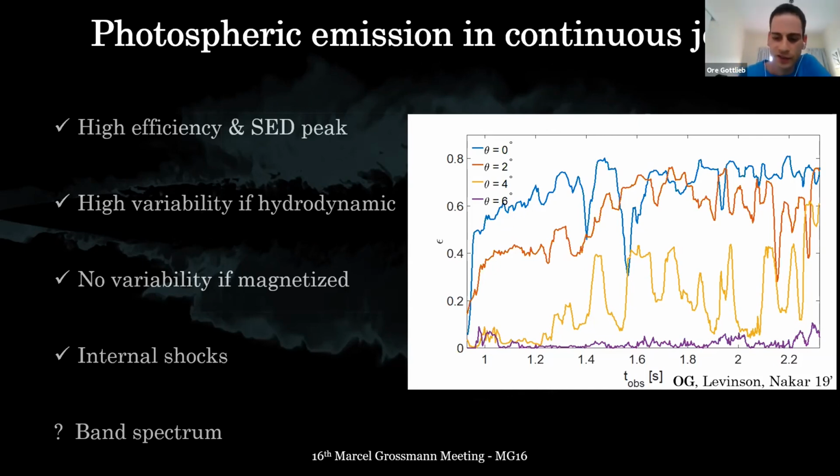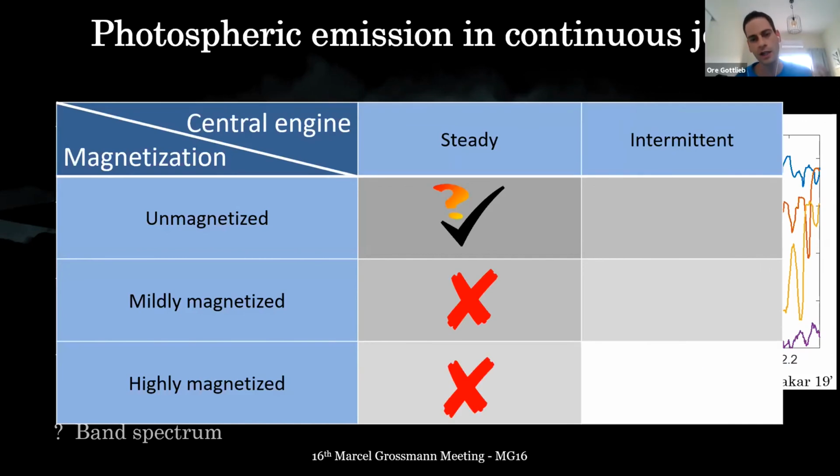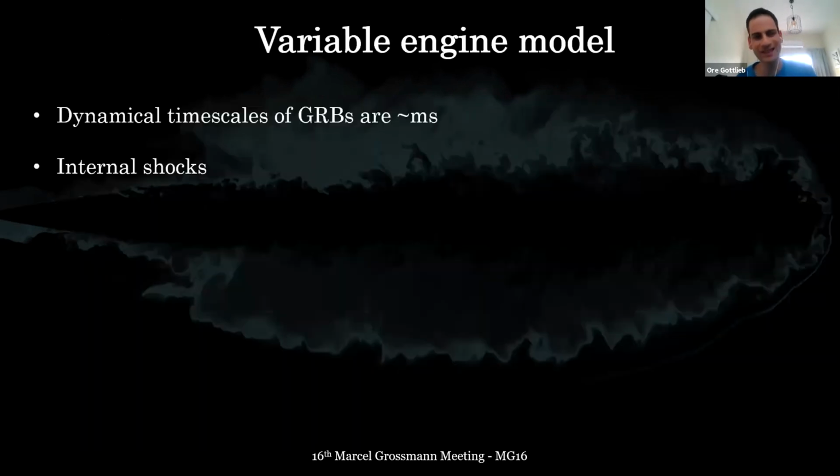So this is, to summarize the first part, if we consider a central engine that is steady, we can only explain the prompt emission with unmagnetized jets. However, it seems more physically likely that the dynamical timescales of GRBs, which are milliseconds, require the engine to work with some intermittency. It seems unlikely that a GRB duration of a few seconds or even more, a few orders of magnitude longer than the dynamical timescales, will allow an engine that is working continuously.